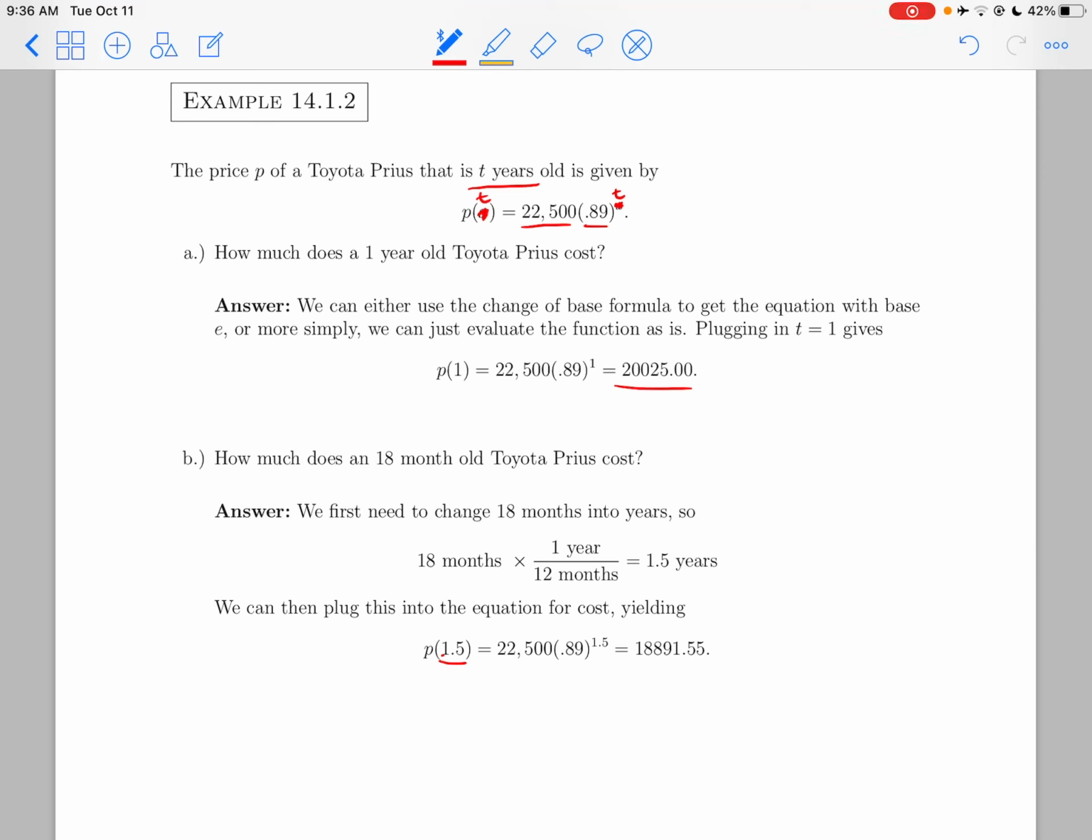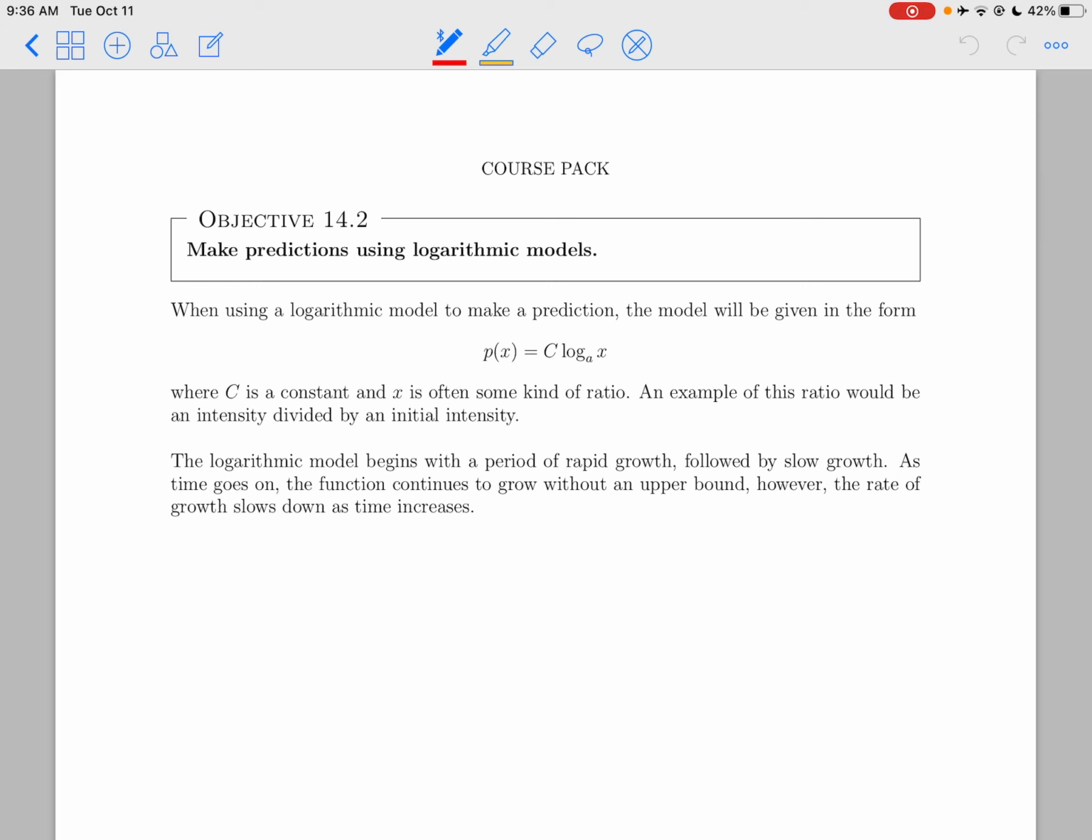The next type of model that you may see is a logarithmic model. These don't come up as often in this course. We look more at logarithmic equations, as you'll see in section 15, but they are still used in a lot of real world problems. So I do want to go over an example of it.